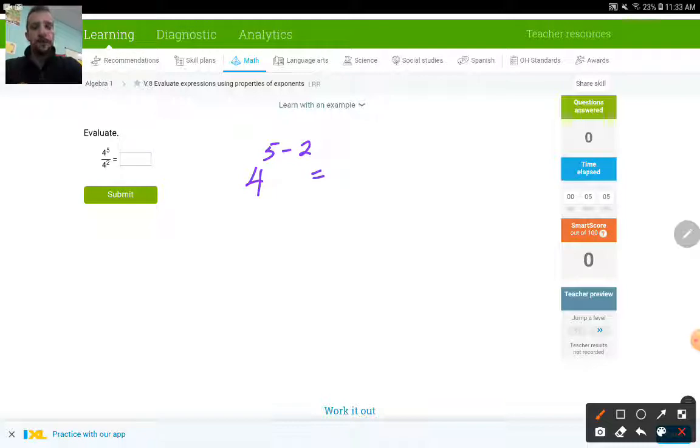So 4, there's only one base, I keep it, and then I simplify the power. 5 minus 2 is 3. This means 4 times 4 times 4, which equals 64. Let's move on to the next level.